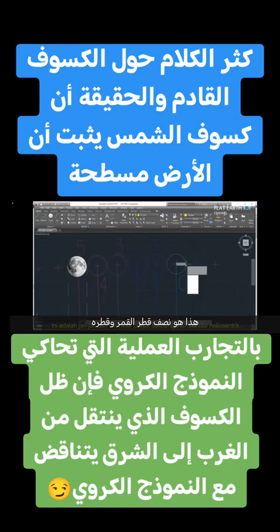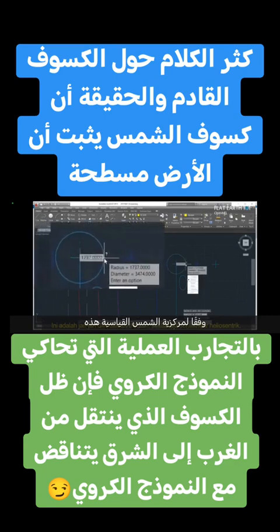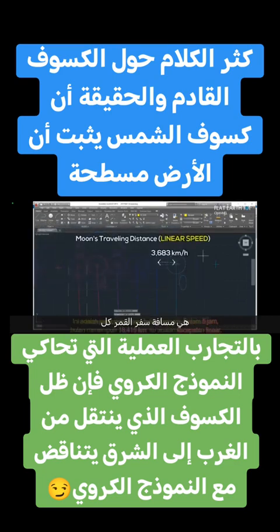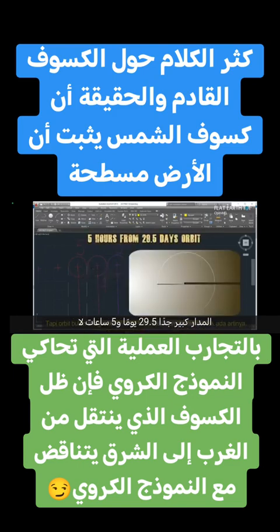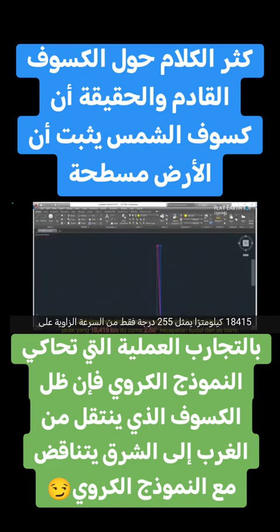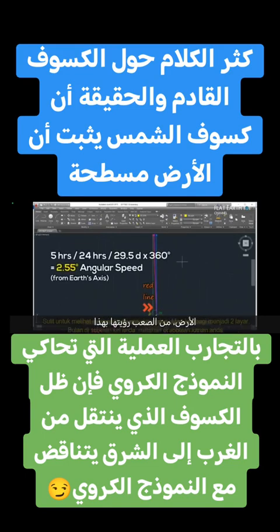This is the Moon's radius and diameter according to standard heliocentric data. This is the Moon's traveling distance every hour. Within 5 hours, it travels 18,415 kilometers. That's the linear speed. But the orbit is so big, 29.5 days, that 5 hours means almost nothing. If you draw a line from the Moon's axis to the Earth's axis, this 18,415 kilometers is only 2.55 degrees angular speed on Earth. It's hard to see at its true scale.